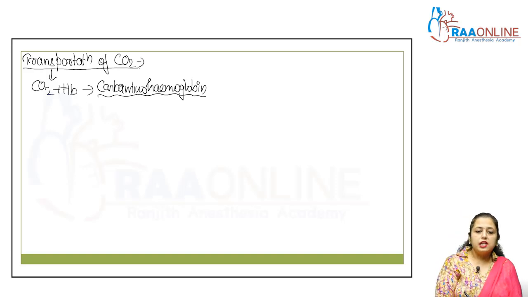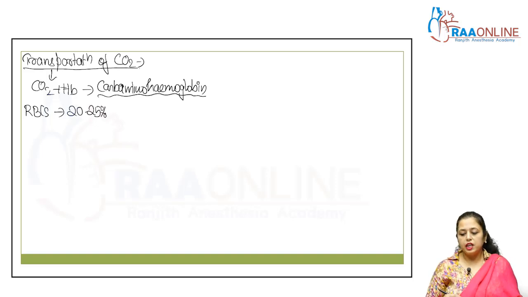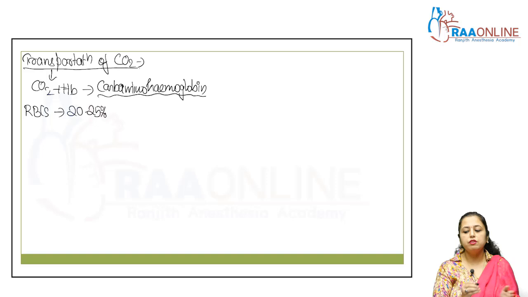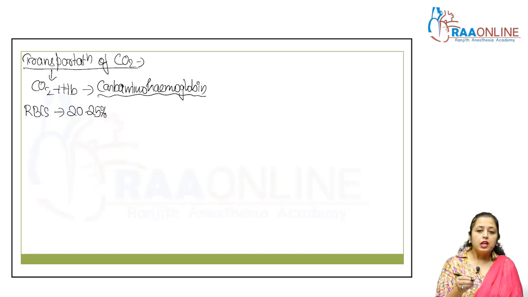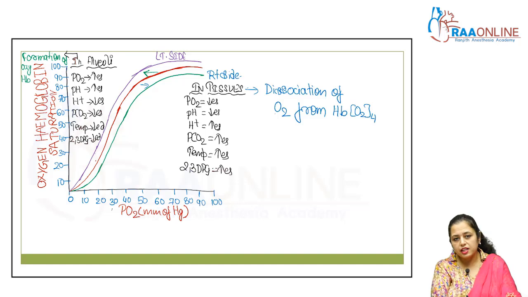We know that through the RBCs only 20 to 25% of carbon dioxide is transported, right? So what will happen? This affects the partial pressure of oxygen, or we can say its binding is related to the partial pressure of oxygen. Partial pressure of oxygen, that is PO2, is the major factor which affects the PCO2, right? We already studied that if the partial pressure of carbon dioxide increases, then the partial pressure of oxygen decreases. In alveoli, partial pressure of carbon dioxide decreases, then the partial pressure of oxygen increases, right?